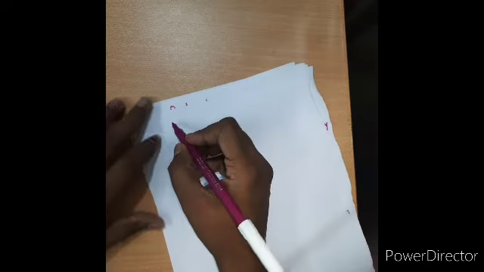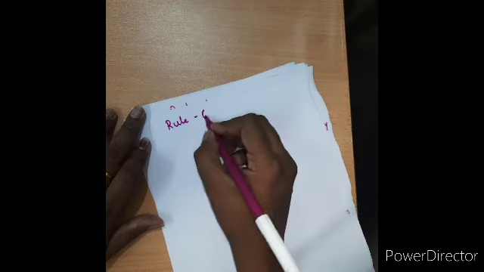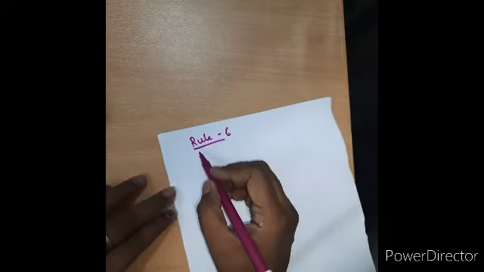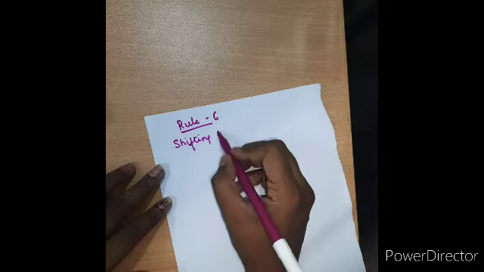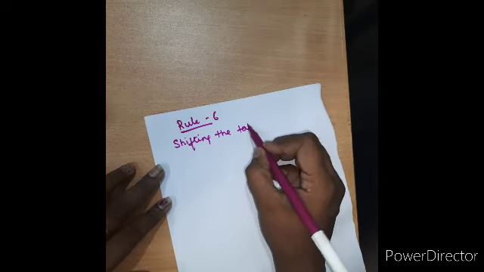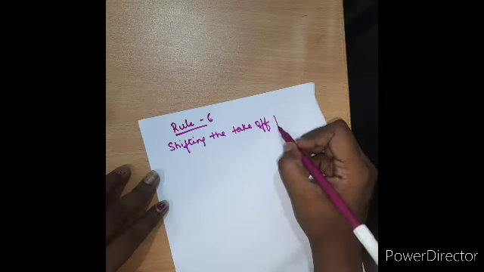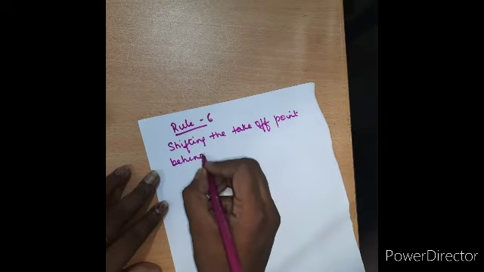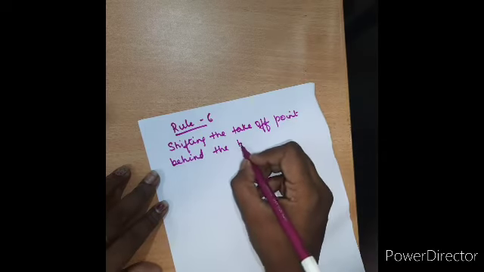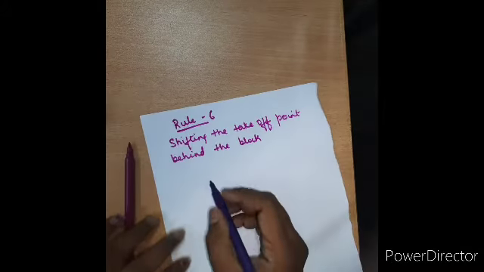Next is rule number 6. Rule number 6 is shifting the takeoff point behind the block. Okay, shifting the takeoff point behind the block.